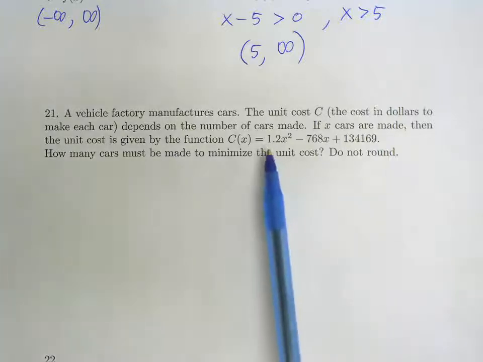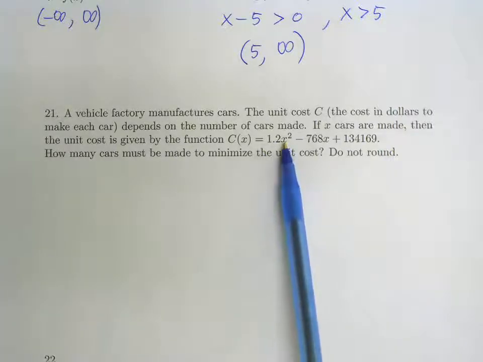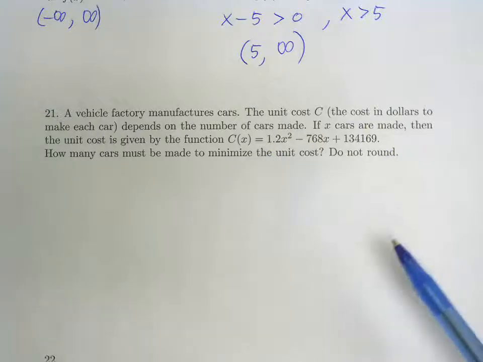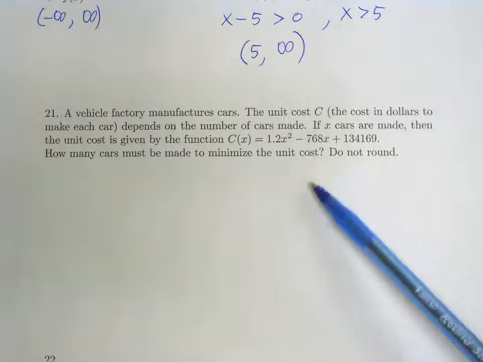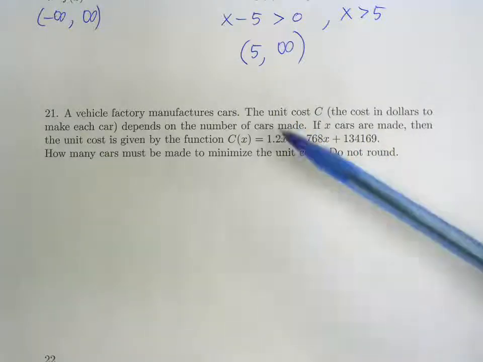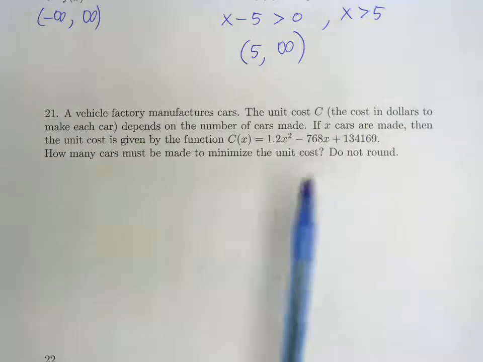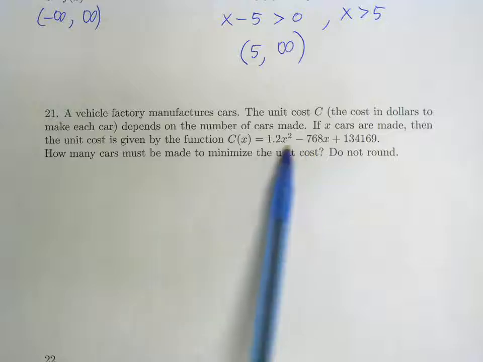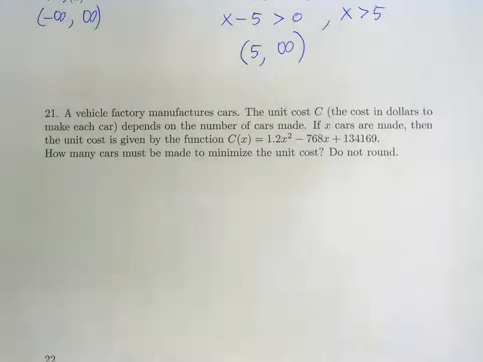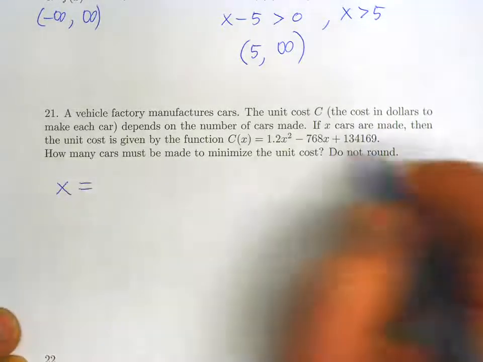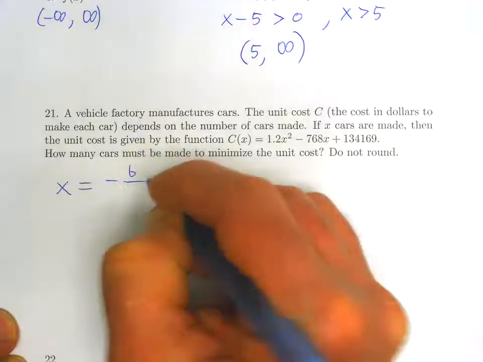Well, we see that we have a quadratic function with a leading coefficient that's positive. So we know that it has a minimum. The graph of that is a parabola that opens up. So to answer this question, we want to find the x-coordinate of the vertex. So the x-coordinate of the vertex is negative b over 2a.